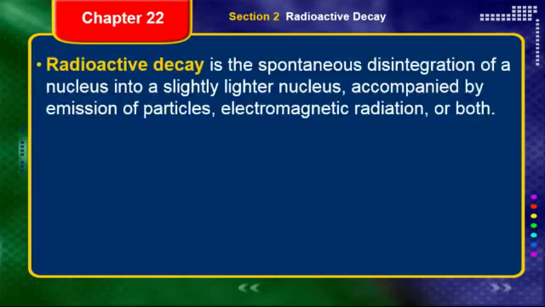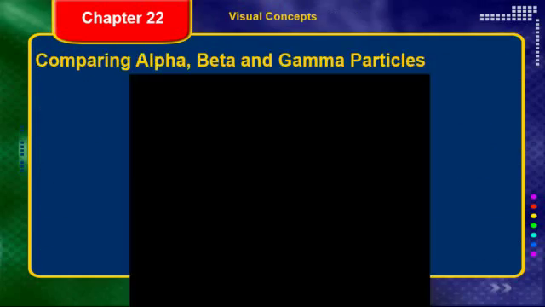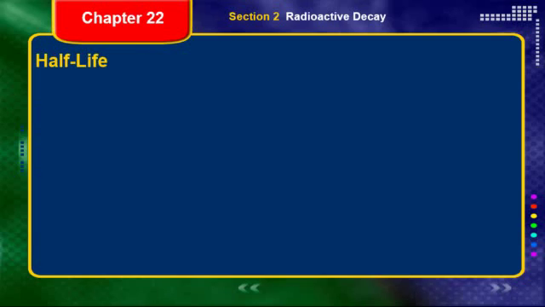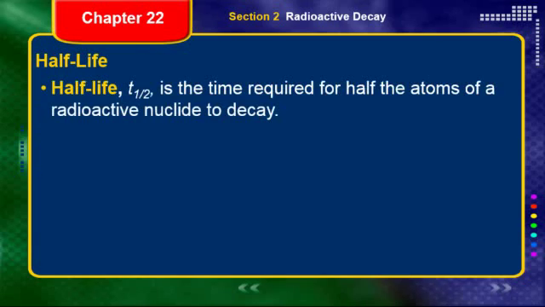All right, now we're going to have to skip forward to where we left off. All right. Half-life. Let's start with the definition. Half-life, also represented as lowercase t subscript 1/2, is the time required for half of the atoms of a radioactive nuclide to decay. Half of them.